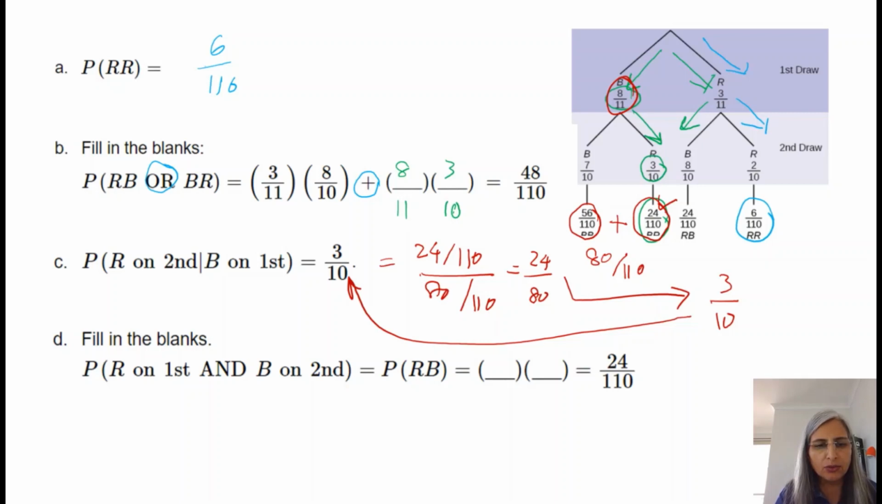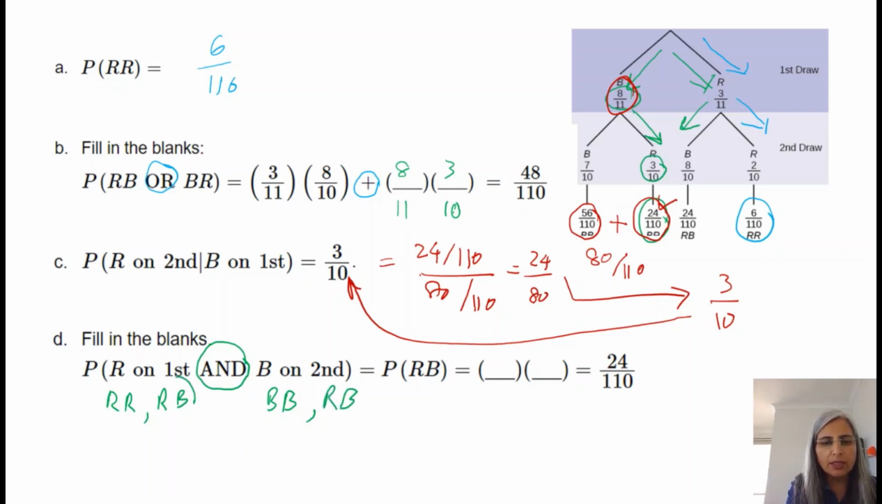In part D, you fill in the blanks by finding the probability that R comes on the first and B on the second. Now, this is the AND case. And we know that the simplest way would be just to find the combinations when R comes on the first choice, which could be either RR or RB. And B comes on the second choice would be either BB or RB. So what is common between them? That is RB. And that's what we mean by AND. We mean intersection. So RB, we know is here.